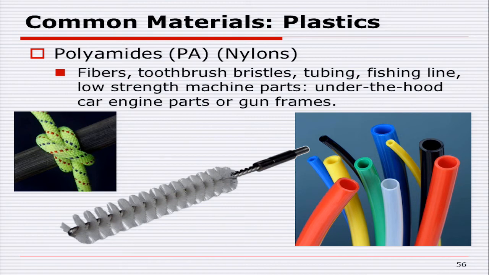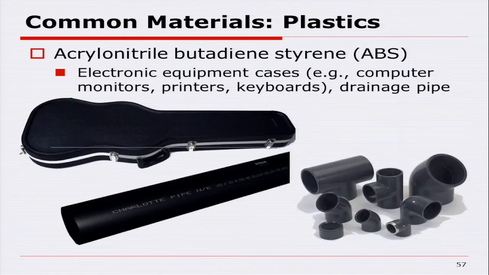We got polyamides, or nylons for short, and you're familiar with a lot of brushes, your toothbrush, nylon tubing, nylon rope. And then we got acrylonitrile butadiene styrene, I guess is how it's pronounced, ABS. Yeah, I think that's right. Electronic equipment cases. Obviously, probably a lot of you are familiar with instrument cases. When I was working for Gale Company, we made our gas tanks out of ABS.